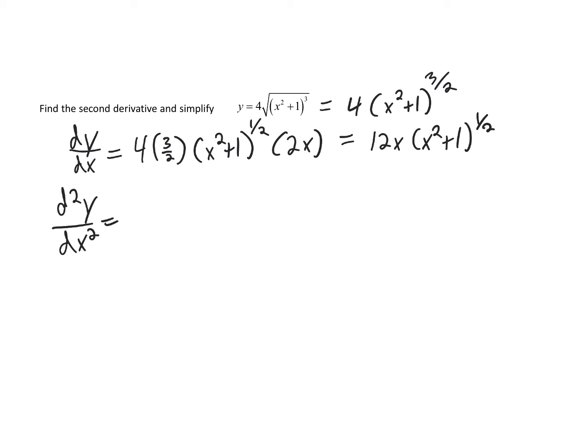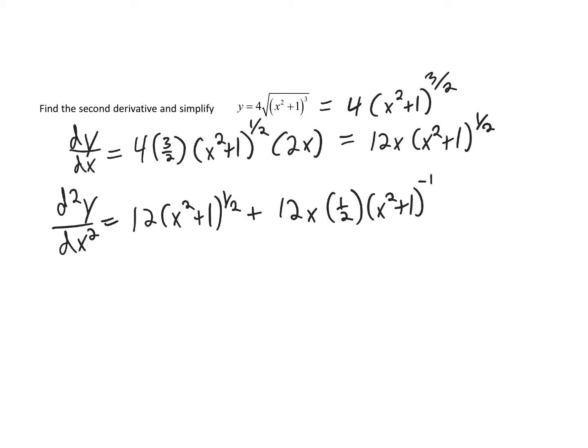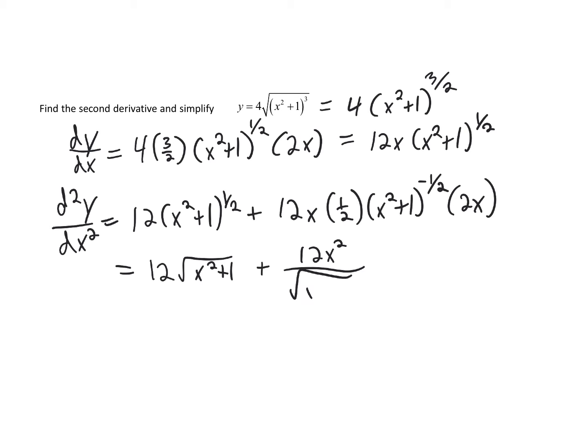Now when we go to take the second derivative, we now have to actually use the product rule because we have an x function times an x function. So derivative of the first, rewrite the second, plus the first, derivative of the second. To take the derivative of the second, we are just using the chain rule again. We can simplify. Getting us our final answer.